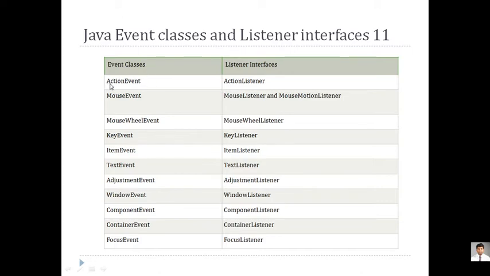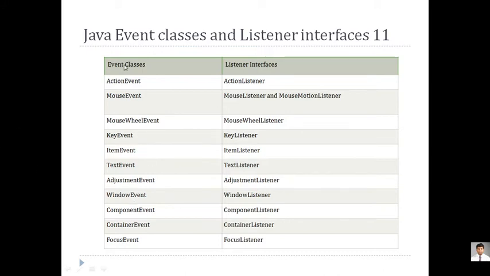For a button, there is action event. For the mouse, there is mouse event. Again, for using the wheel, there is mouse wheel event. Key event for using a keyboard. Item event for using checkbox, radio button, and all those things. Text event for using text boxes. Adjustment event for scroll bars. Window event for some manipulation of the window screen, when you want to do something. Then component event, container event, and focus event. These are three events which we do not use frequently. But up to window event, these 8 different types of events we always prefer to use.